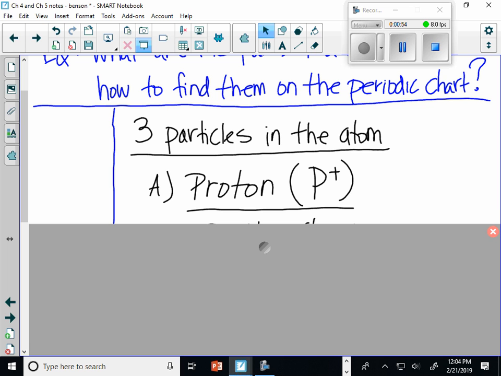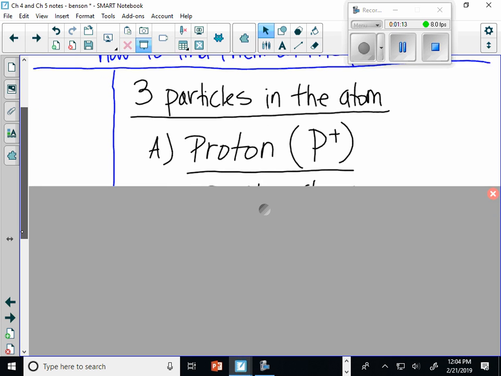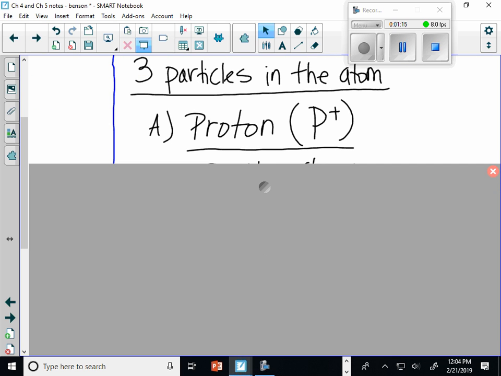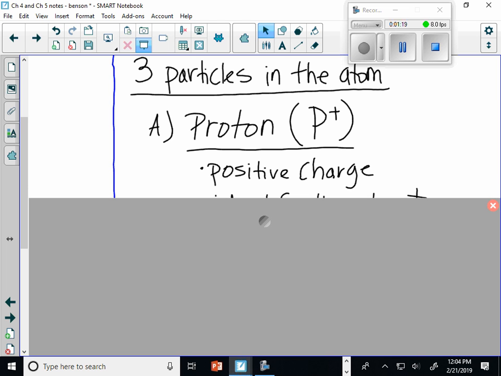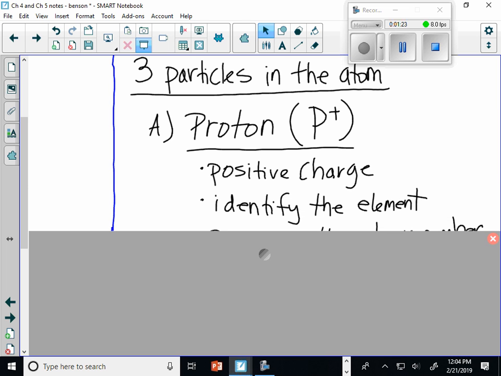The first particle that we have is a proton. You are going to see that it is found in the nucleus, and hopefully you have learned a little bit about that with our History of the Atom project. Our proton is positive, it's in the nucleus, and it is the reason that we have a lot of attraction to other substances to make compounds in our world. So it has the positive charge, as I mentioned. It does identify the element.